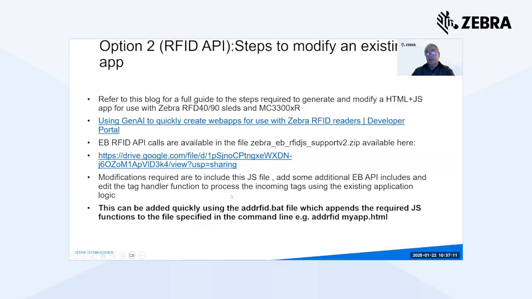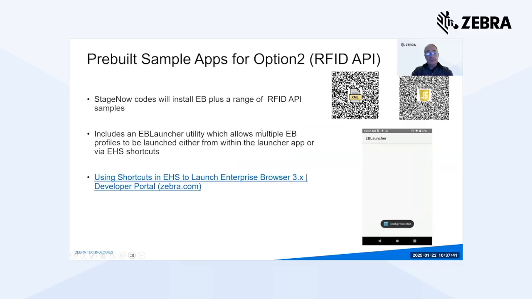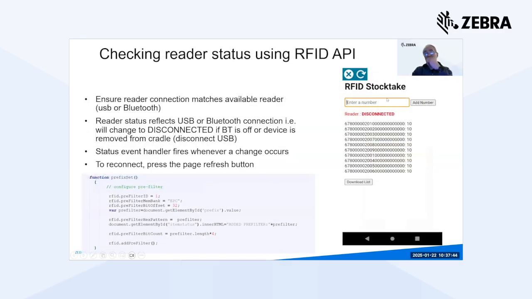So instead of the add RFID underscore DataWedge, we just use add RFID and then the name of the HTML file, and it will merge the two files together. And again, in a similar way, you've got some demonstrations using the full API, which you can install either through the XML or the JavaScript barcode. Again, it will give you a launcher where you can select the different applications, very similar application types that we've got.